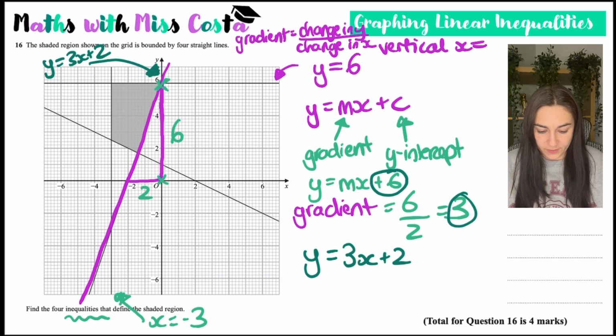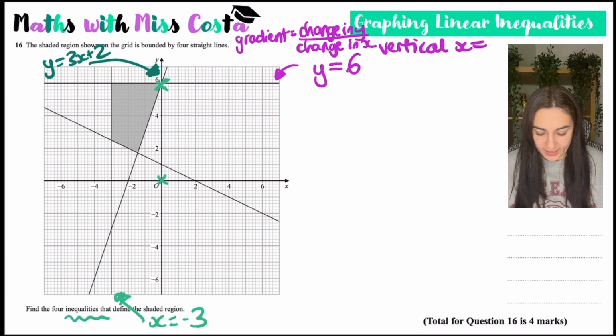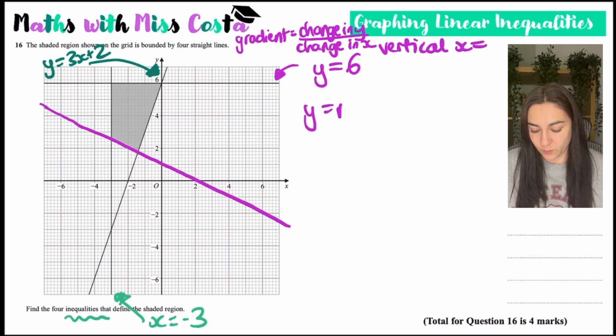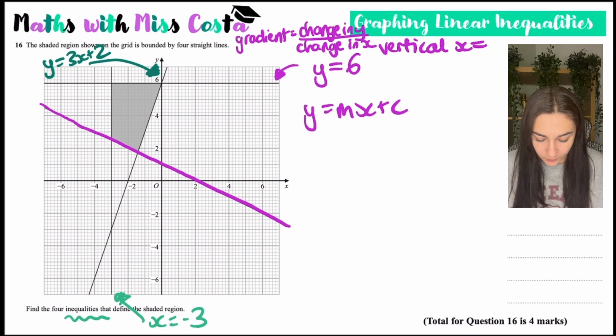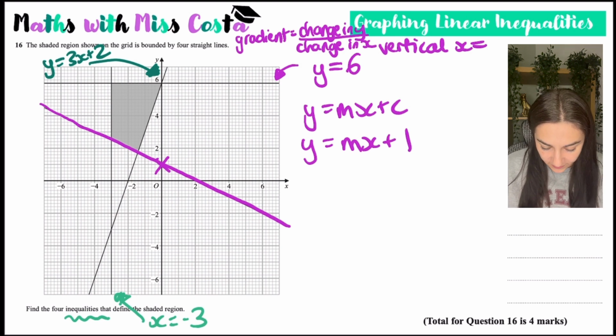And then the final line, I'm going to do in a similar way. I am going to look at where it intersects the y-axis. Every line can be written in the form y equals mx plus c. So where does this cross the y-axis? At 1. So I know that c is 1. And the gradient of this line, let's just form a nice triangle where it goes through.